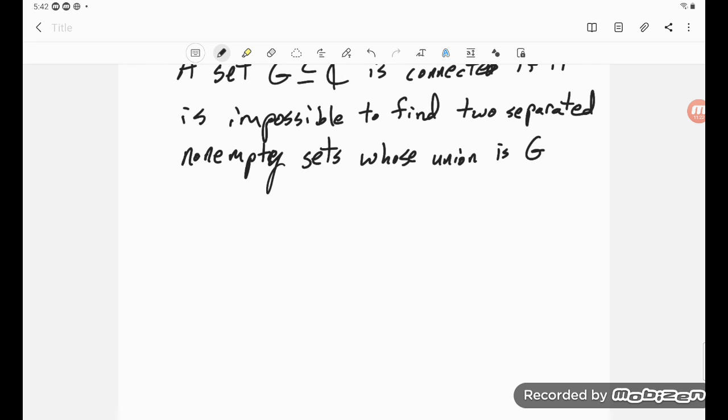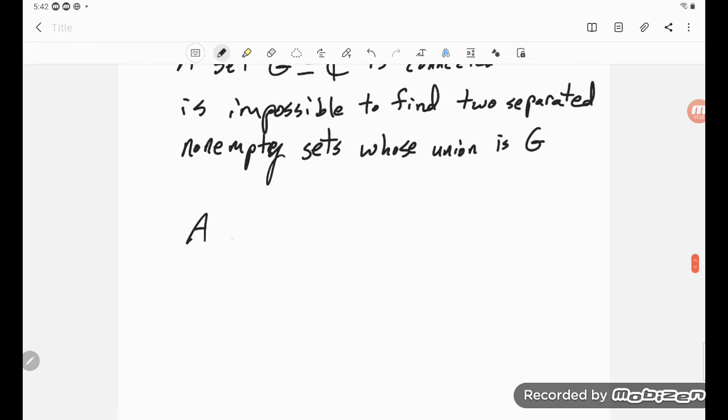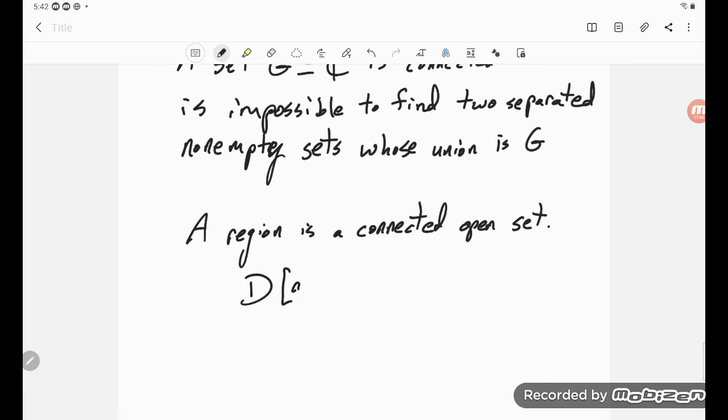Okay, and then finally, a region is a connected open set. So for instance, D of a, r is a region. Okay, so we'll call that good for these.